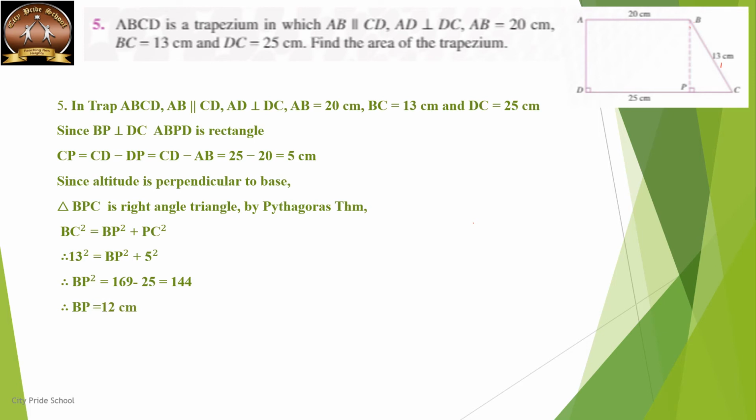Once we get BP, we know the formula of area of trapezoid. Substitute and get the answer. So 2 ones are 2, 2 sixes are 12, 6 multiplied by 45, which is 270 square centimeter. So children, if height is not given, remember that we can easily find it by Pythagoras theorem, since height is perpendicular to the base.